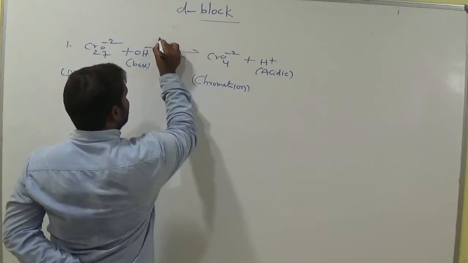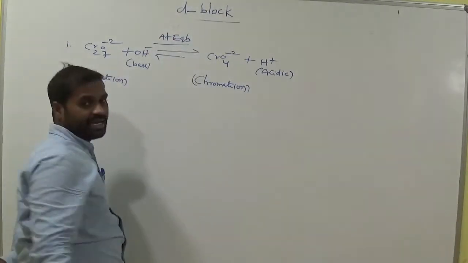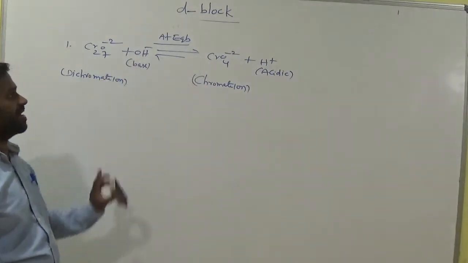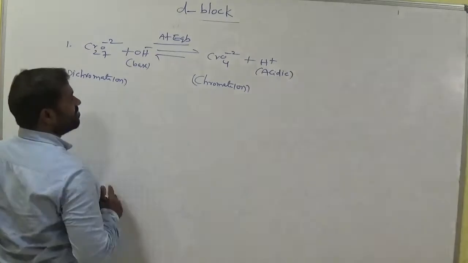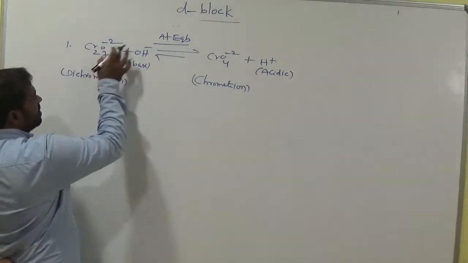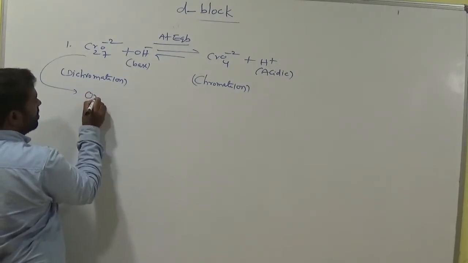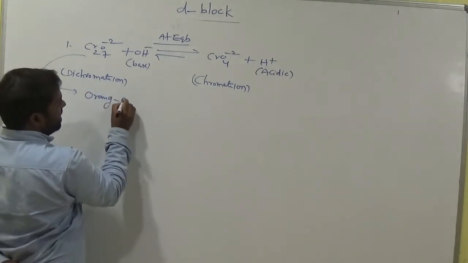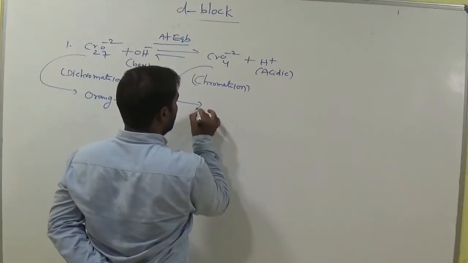So at equilibrium, as we already discussed, the rate of forward reaction equals the rate of backward reaction. Just listen to the concept here. This is the condition at equilibrium. So now Cr2O7 minus 2 is originally orange red in color. Am I right? Here it is yellow in color.